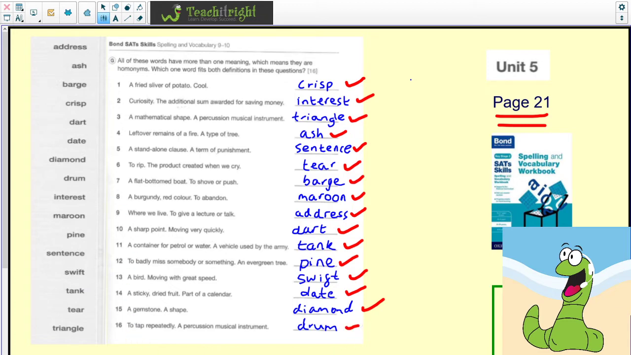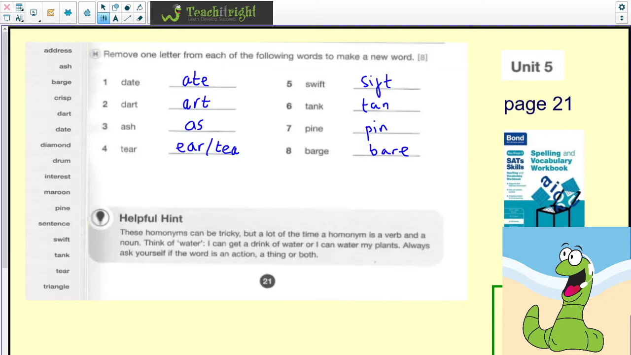So hopefully you got all of those correct. Those were quite nice little clues, weren't they? Certainly useful definitions to learn in there as well. On the section H, when we have to remove one letter from each of the following words to make a new word, there are a few options on these, but date becomes ate, dart becomes art, ash becomes as. We've got tear or tear becomes ear or tea. I did notice on this one, I think there might have been, was there another option? No, that was the only options on those, but well done if you spotted those two.